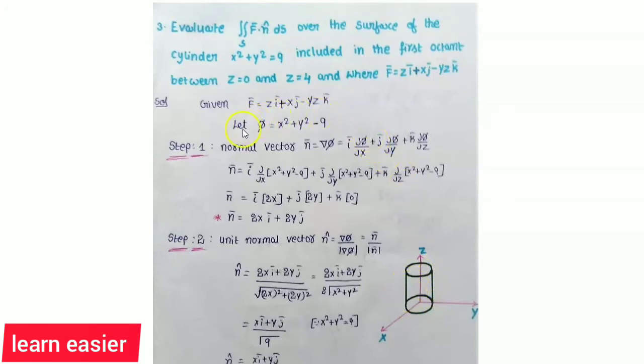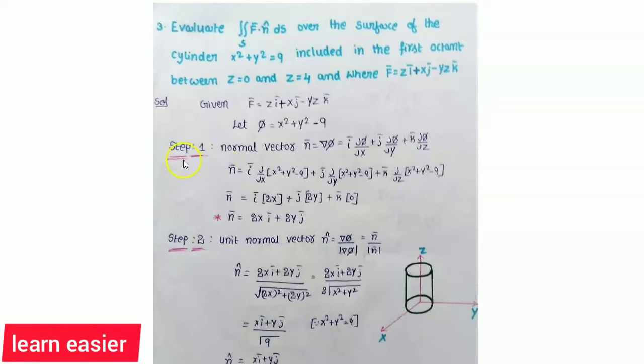Now we will follow the same steps as we have discussed in the concept of surface integral, except one step. In the concept of surface integral we took the projection of surfaces on the xy plane, but in this problem we have to take the projection of surfaces on the xz plane. Why? Because here the limits are given from z equal to 0 to z equal to 4, so we can take the projection of surfaces on the xz plane. So let's start the problem.